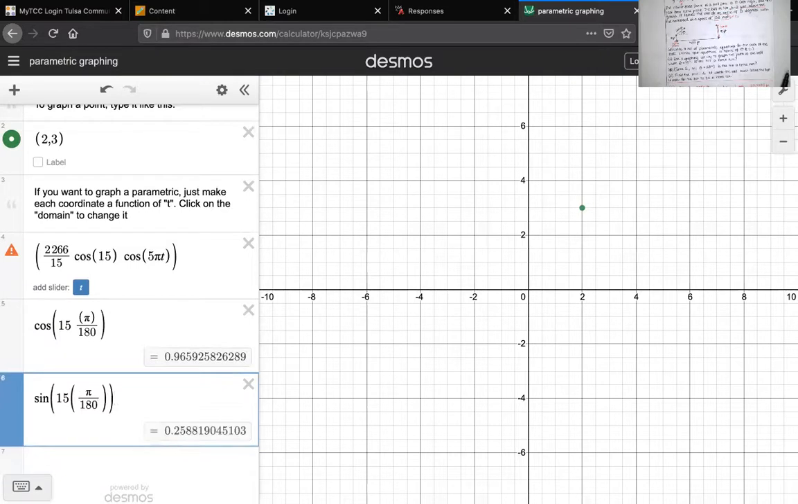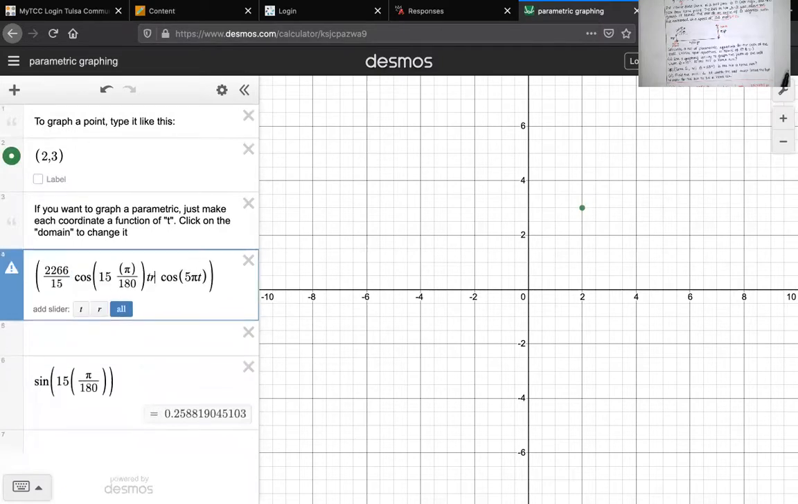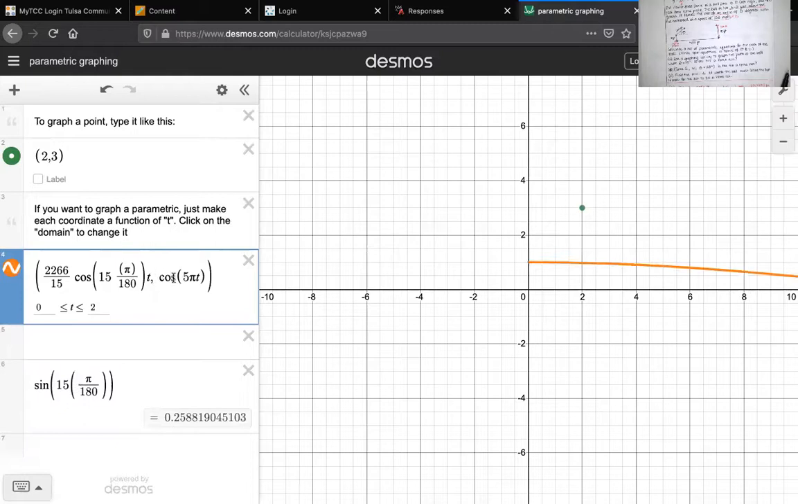I want to check in my scientific calculator to make sure it's calculating this correctly. Cosine of 15 is supposed to be 0.965 and sine of 15 is 0.2588. So, okay, we have to convert to radians first. So this is my cosine factor for my x term. So all of that's being multiplied by t.